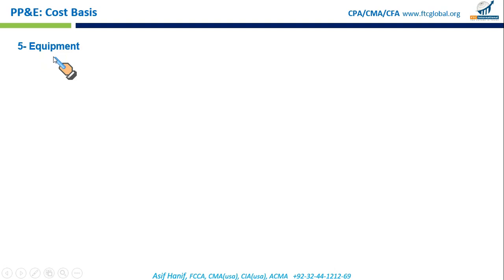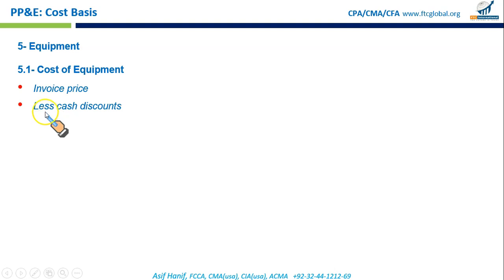Equipment includes machinery, fixtures, furniture, office equipment, and of course the factory equipment. Cost of equipment refers to all expenses which are in relation to acquiring or constructing an equipment. So let us discuss each. First, invoice price, the price listed on the invoice or the bill for equipment. Less cash discounts means any discounts offered for early payment or for any reason, they are deducted from the invoice price.